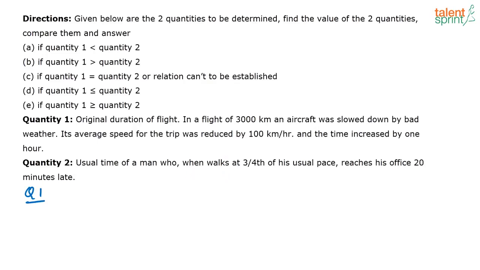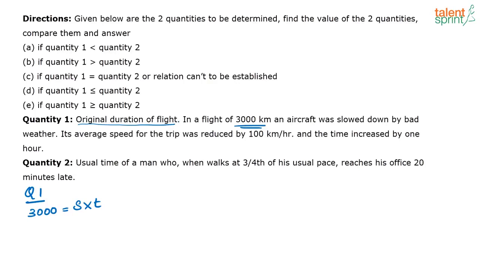Now let us look at quantity 1 first: the original duration of a flight. In a flight of 3000 kilometers, an aircraft was slowed down by bad weather. Its average speed for the trip was reduced by 100 km per hour and time was increased by 1 hour. So, quantity 1 is nothing but the original duration of the flight. The distance travelled is 3000 kilometers. You know, distance is equal to speed into time. So, this 3000 is equal to the speed of the aircraft into the time it takes to reach the place. Let the initial speed be s and the time taken be t, correct.